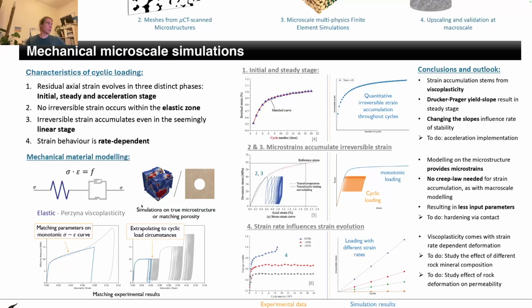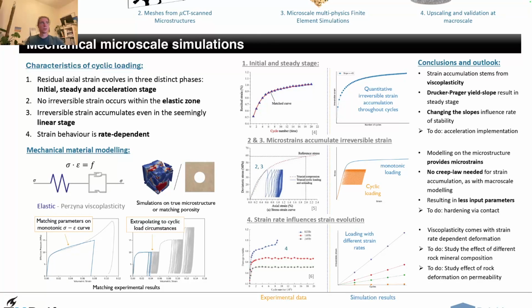I match the parameters of my material model on the creep test and on the monotonic stress strain curve. Then I extrapolate this to the cyclic circumstances, and what I can find is that if it matches, then my model is indeed correct. So let's look at the capabilities of my current model.